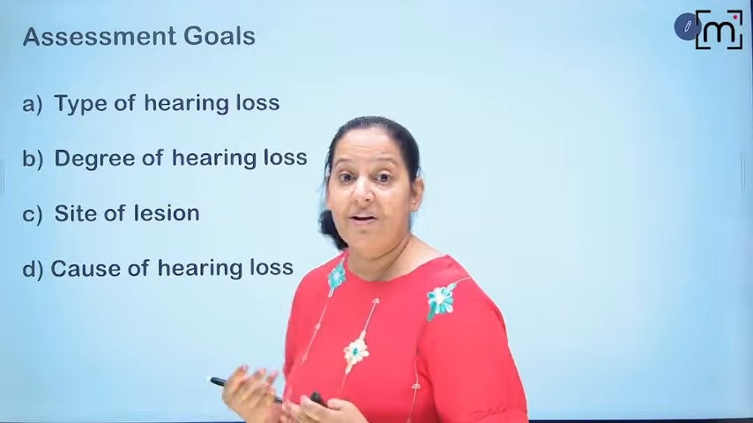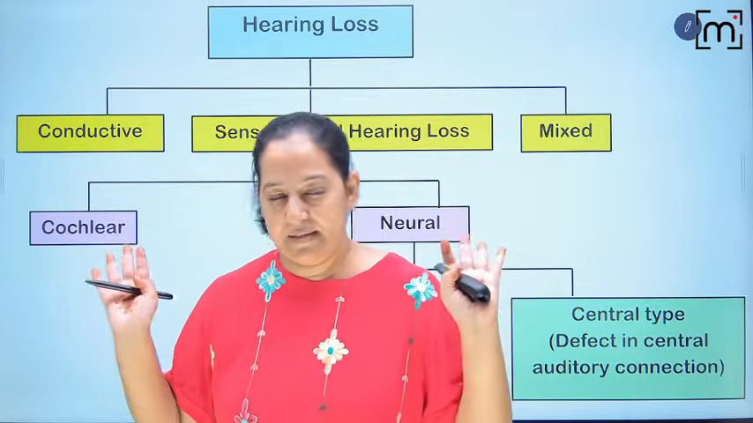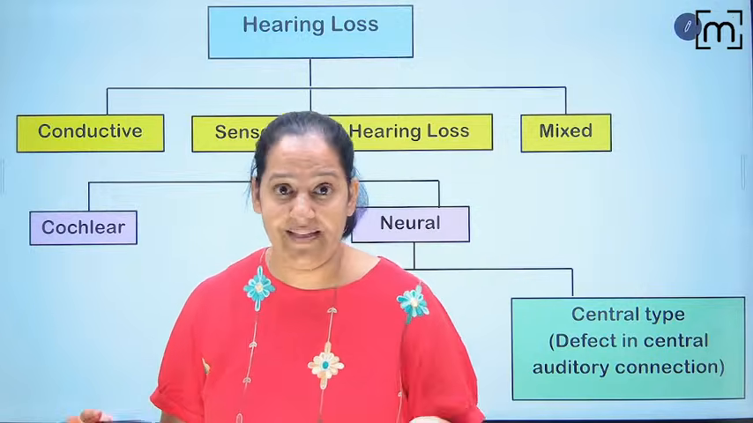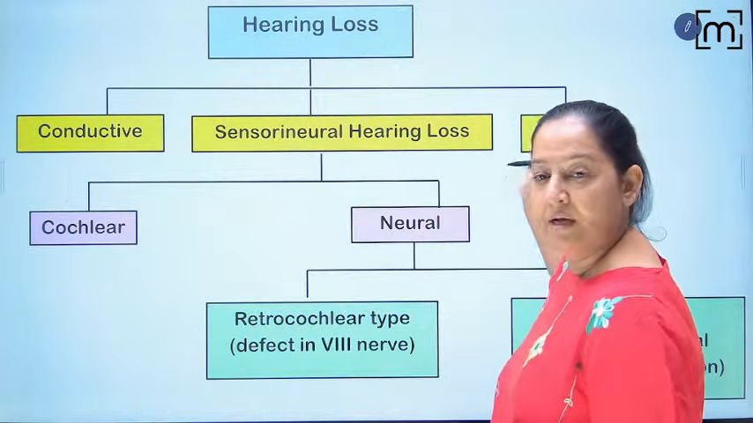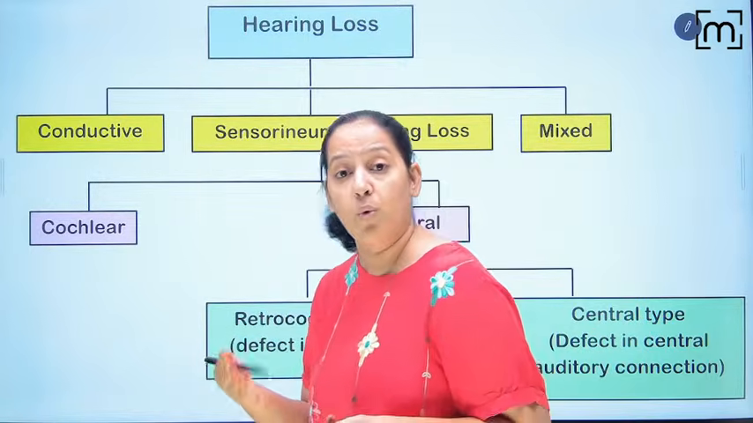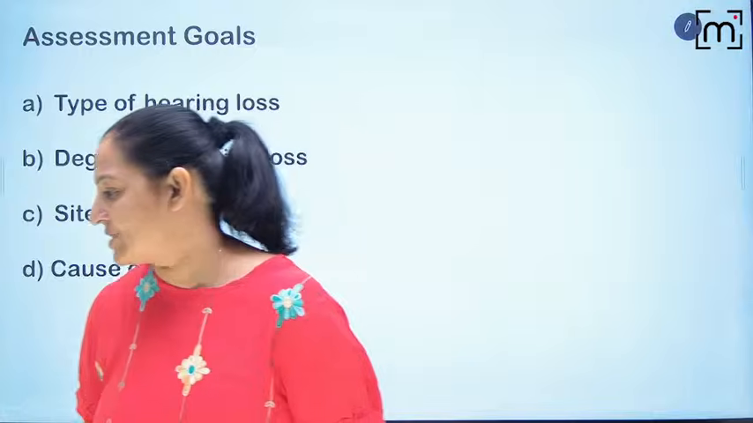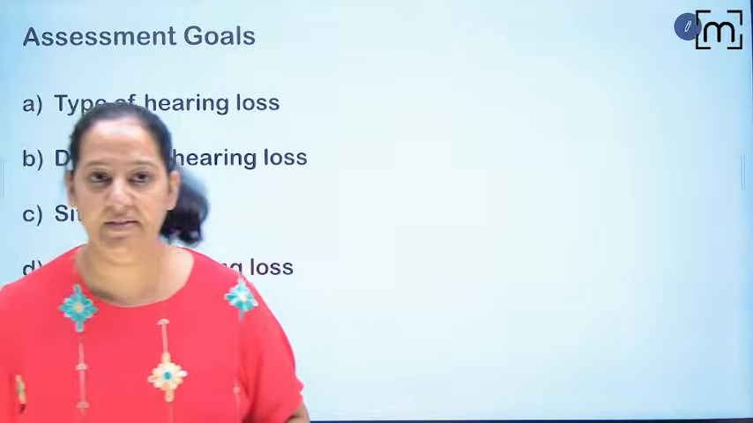Now, let's start the real chapter: assessment of hearing loss. We understood the classification. These are the types of hearing loss. But how do I assess whether my patient is having this one or this one or this one? If it is this one, how do we come to know whether it is this or that? I want to perform a test.